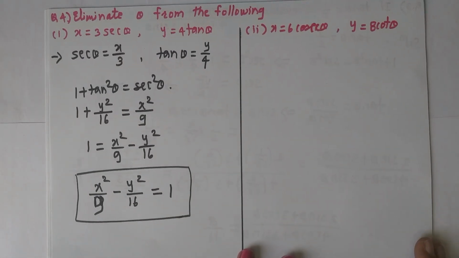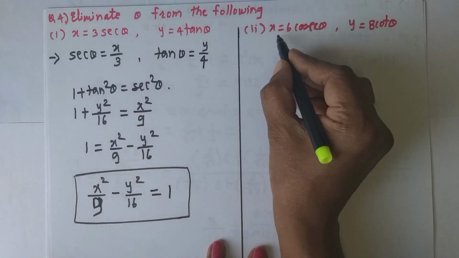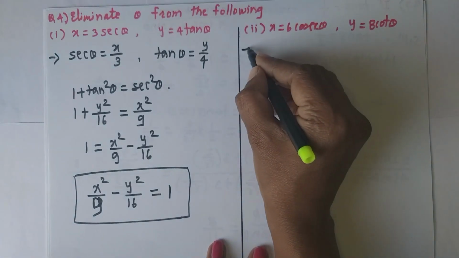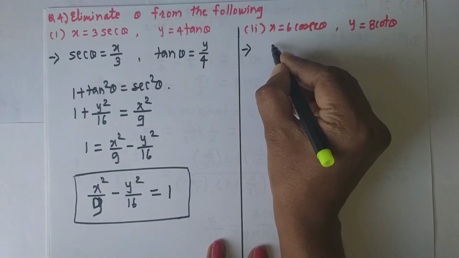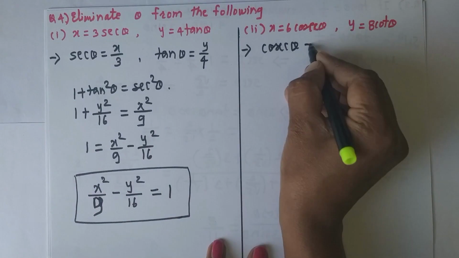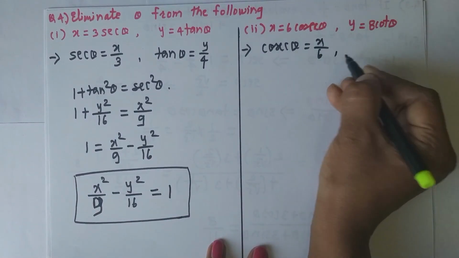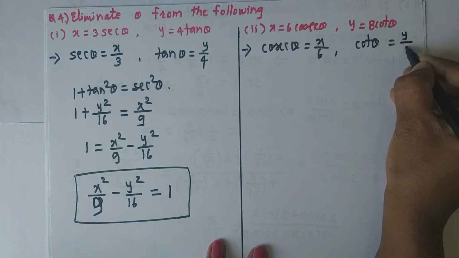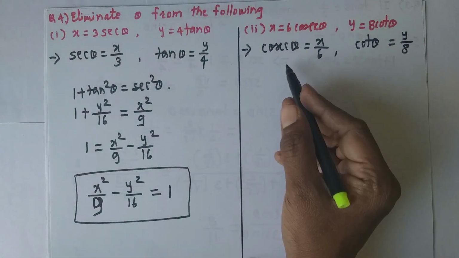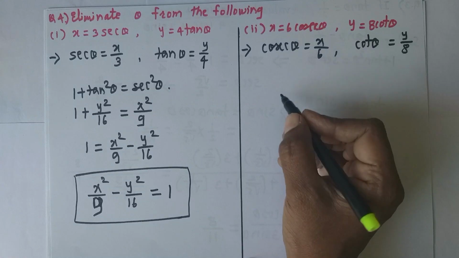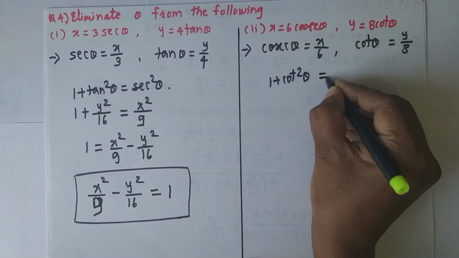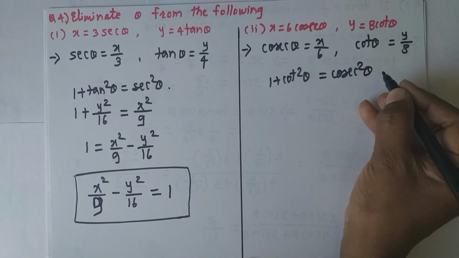Let's see the next. See here what is given. X is equal to 6 cosec theta and y is equal to 8 cot theta. Now in the solution you write down here cosec theta is x by 6, and what will be cot theta? Cot theta is y by 8. Okay. Again we know the identity which contains cosec theta and cot theta, that is 1 plus cot square theta is equal to cosec square theta.